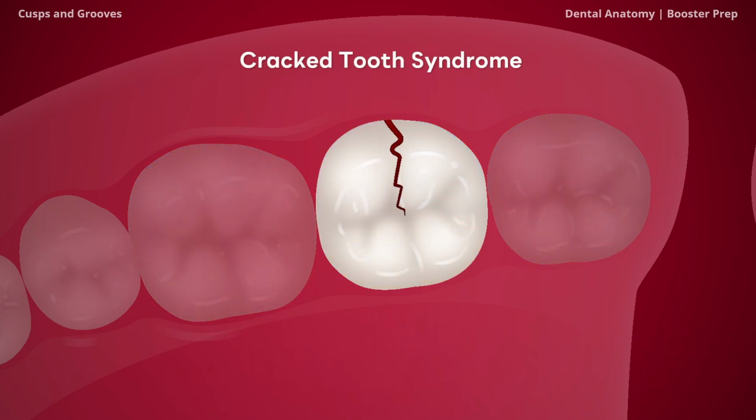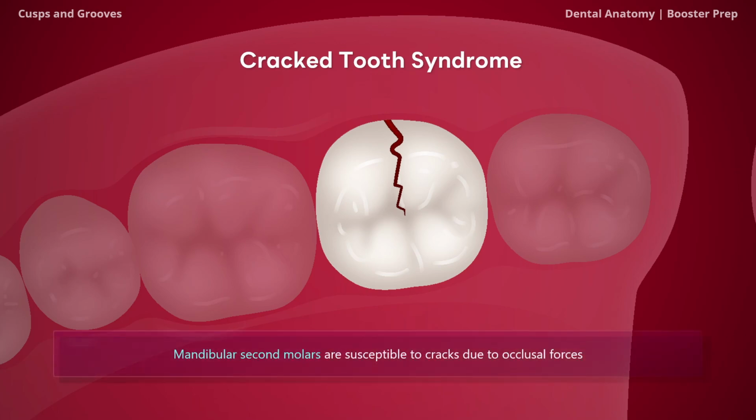While we're on the topic of mandibular molars, you should also be aware of cracked tooth syndrome. Now, I talked about this in the endodontic video series, but it's a concept that's important to know for the exam, so we'll introduce it here as well. For now, just remember that the mandibular second molar is particularly susceptible to cracks because it takes on significant occlusal forces during chewing, making it more prone to stress and fracture compared to other teeth.